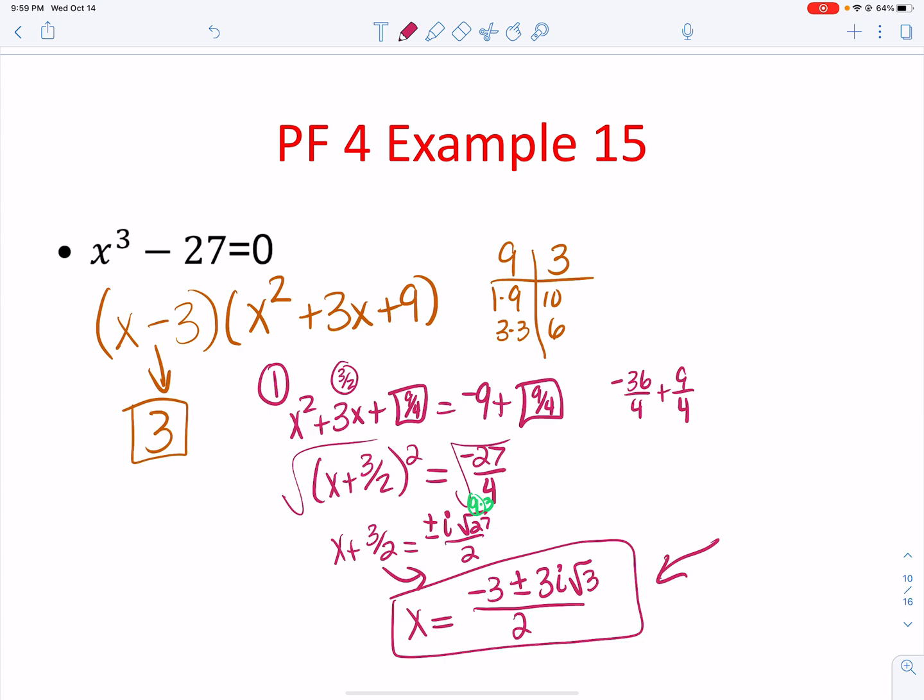This counts as 2 answers because I have a plus or a minus. So it counts as 2 answers. So there's root 1 as my 3, and then these two are my other two roots.